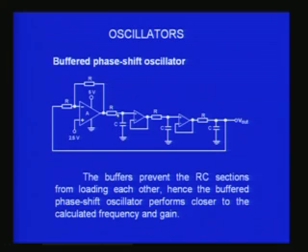So this way I isolate segments from the other, and thereby I have used 2 isolators here, the buffers, and when I now measure the phase shift due to each of the RC network, in this case you would find it will exactly be 60 degrees for a given frequency. So this is what is called the buffered phase shift oscillator.